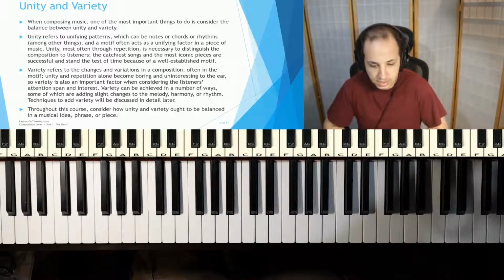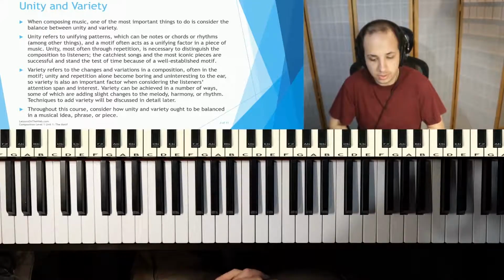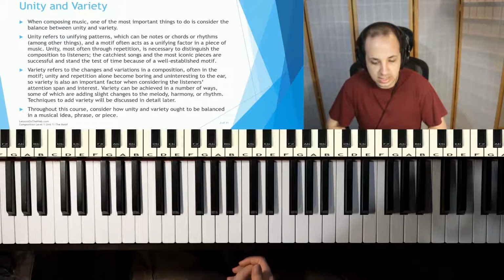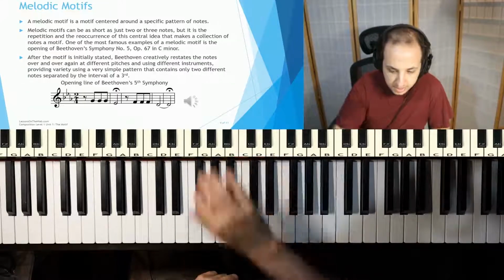something like that. Okay, so variety refers to changes and variations in a composition, often in the motive. Unity and repetition alone become boring and uninteresting to the ear, so variety is also an important factor when considering the listener's attention span and interest. So it's a balance between those two. Variety can be achieved in different ways, some of which is adding slight changes to the melody, harmony, or rhythm. Techniques to add variety will be discussed in detail later. So throughout this course, consider how unity and variety ought to be balanced in a musical idea, phrase, or piece.